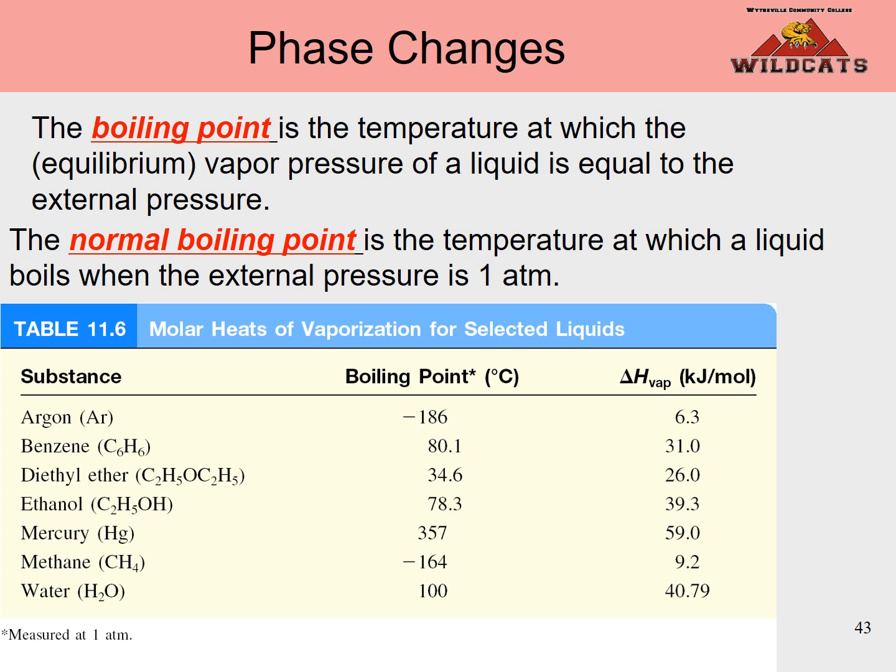What we find is the boiling point is the temperature at which the equilibrium vapor pressure of the liquid is equal to the external pressure. So water will start to boil when the vapor pressure equals the pressure above it. The normal boiling point is the temperature at a pressure of 1 atmosphere. Remember, our STP, the standard condition for gas laws, was 1 atmosphere. So the normal boiling point is the temperature at which that vapor pressure reaches 1 atmosphere. We've got the boiling points of several different molecules. If you take a look, water is relatively high and mercury is super high.